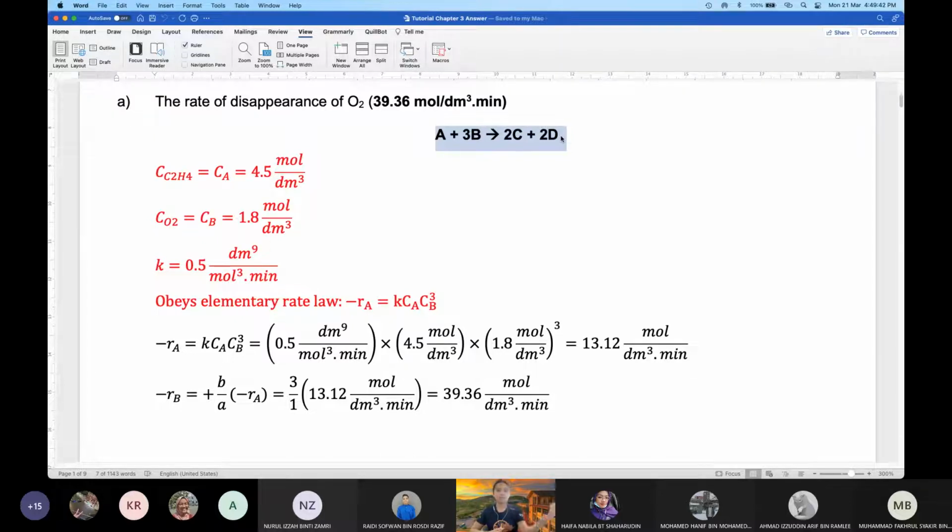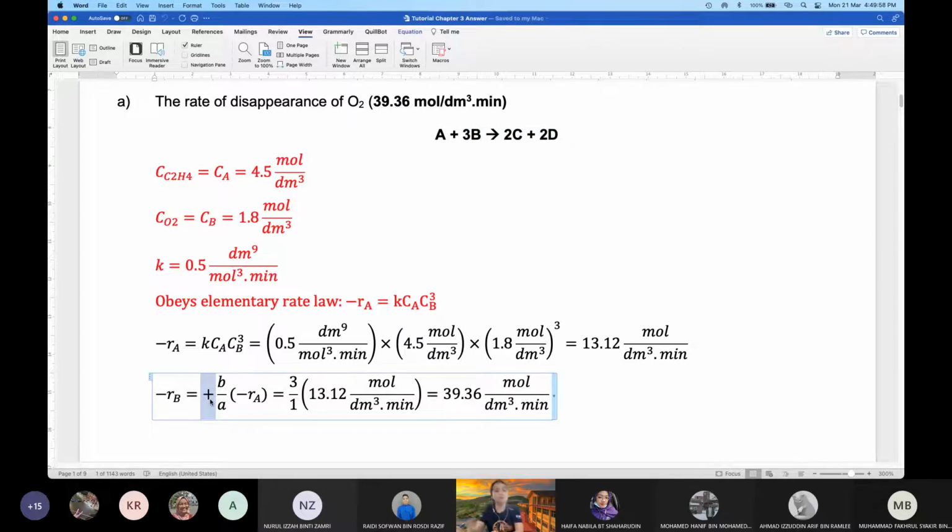So saya nak cari kadar kehilangan, then B memang reactant, B memang hilang. They agree to one another. The left say I want to find how much disappear. The right say memang betul B disappear. They agree, hence the number will be a positive number.